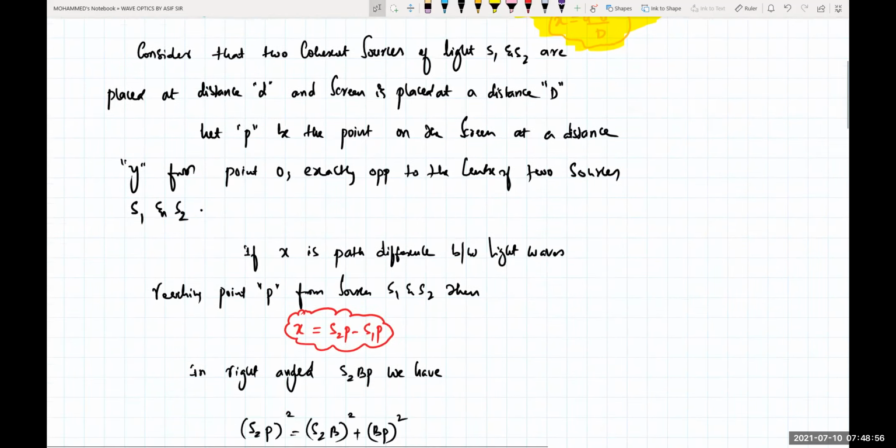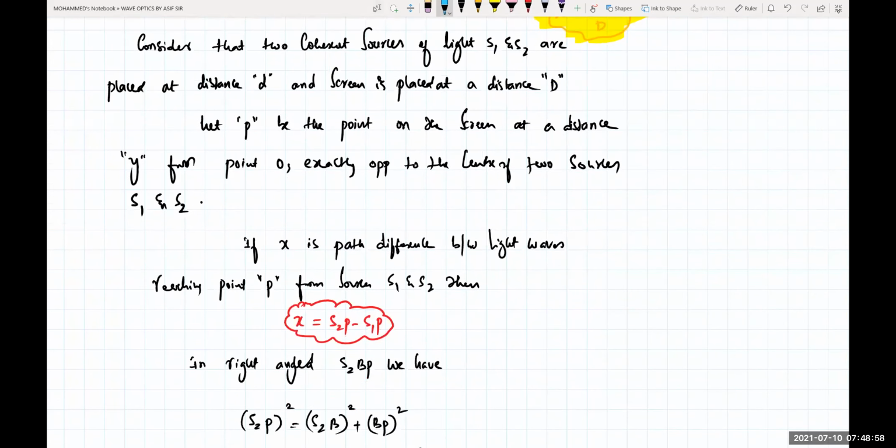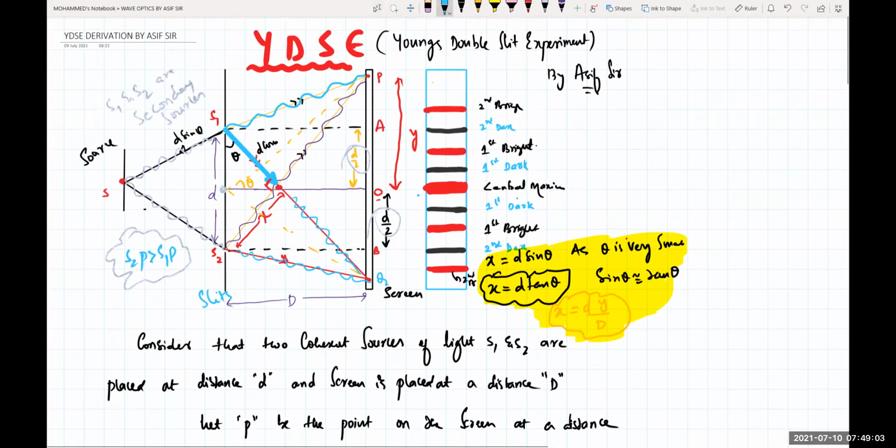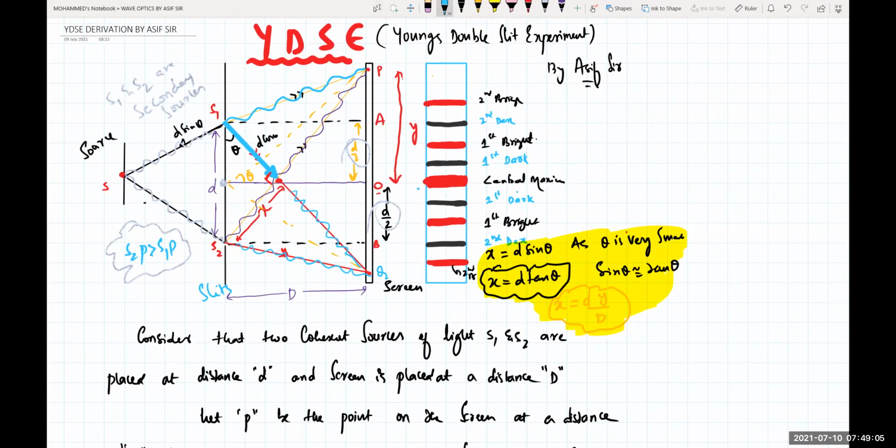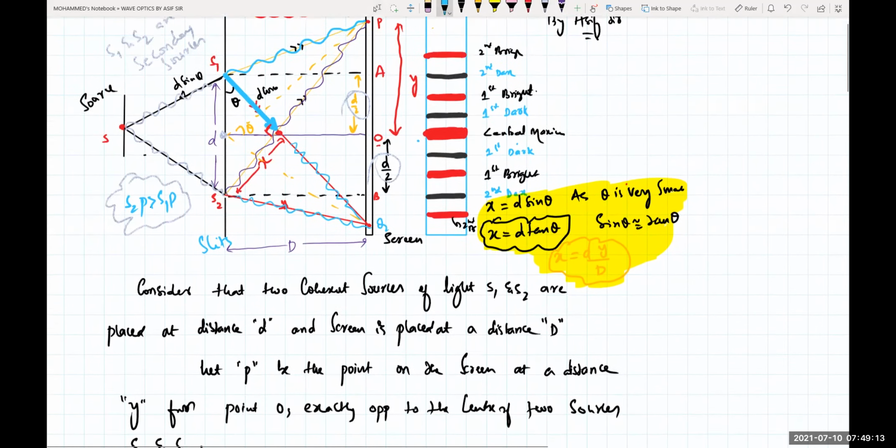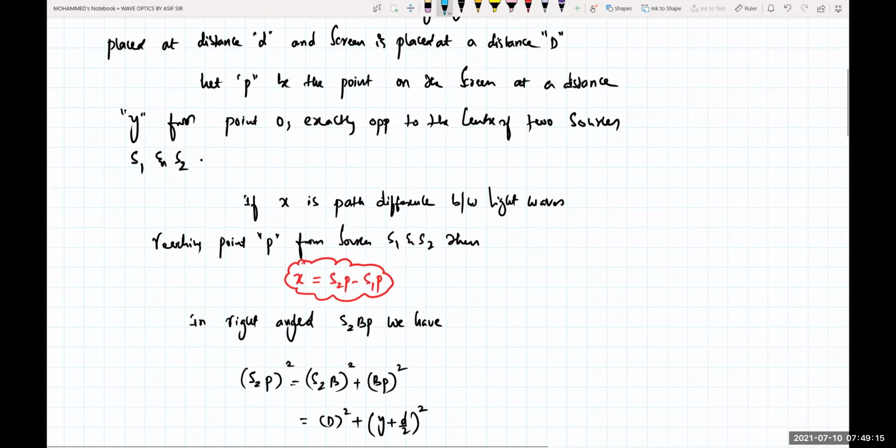If X is the path difference between the light waves reaching point P from S1 and S2, what is the path difference? Like if the path above is 5 and below is 10, what is the difference between them? 10 minus 5, so 5 is the path difference. So how do we write the path difference X from the given diagram? X is equal to S2P minus S1P.